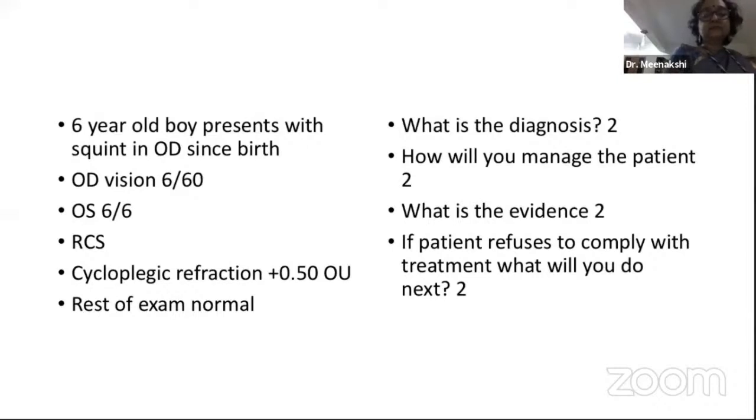A 6-year-old boy presents with squint in the right eye since birth. What is the diagnosis for 2 marks? And how will you manage the patient? That is again for 2 marks. Read the scenario, doctor. Read the whole scenario on the left. Okay.